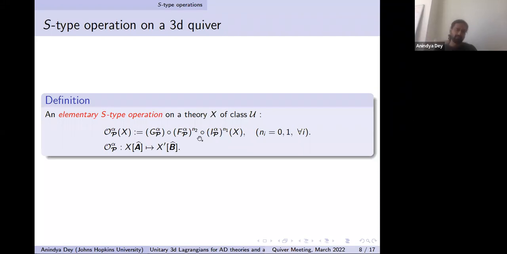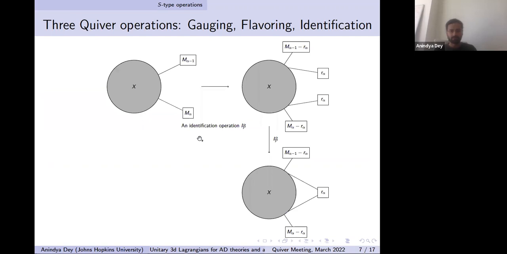So what that means is that I can, for example, take this. Here I identified first. Now I can gauge this U(R_alpha). Now this produces a theory which is different from the original one. So here I'm not just playing with the flavor symmetry. I have actually produced a new SCFT, generically at least.